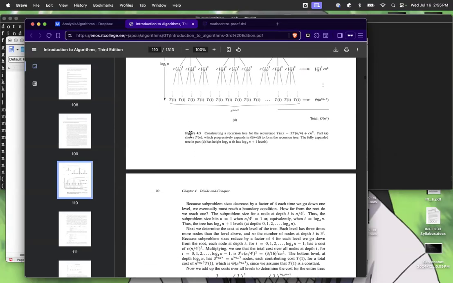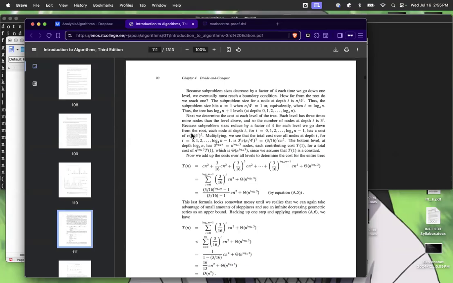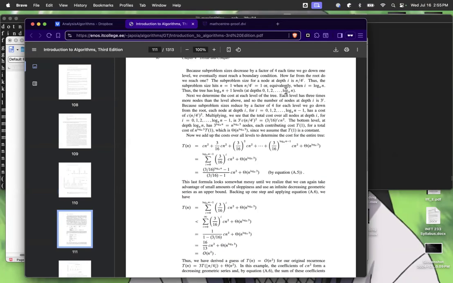Let's see. Coming down here with the divide and conquer part, we got as far as saying the subproblem size for a node at depth i is n over 4 to the i. Thus, the subproblem size hits n equals 1 when n over 4 to the i equals 1, or equivalently when i equals log base 4 of n, right? So 4 to the log base 4 of n would really just give us n, because the exponent and the log base 4 would start to cancel out.